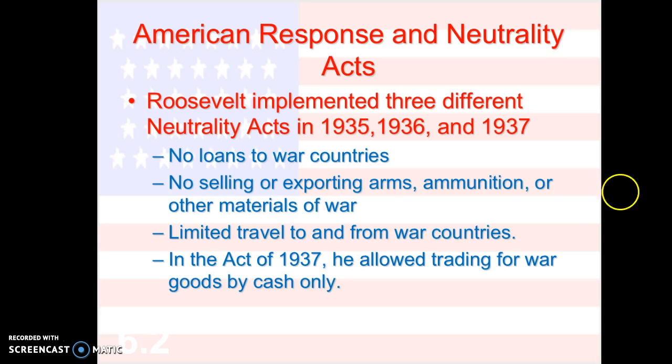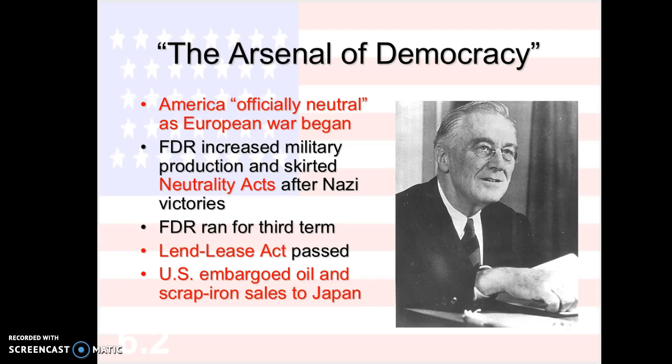So if you look, the difference here is at first he's saying, no, we are not going to help any of these countries. We're going to stick to ourselves. But by the end of 1937, that Neutrality Act, he finally allows trading for war goods. So if Britain wanted a ship, then they had to pay for it. We're not going to trade with them or give it to them. And so you can see Roosevelt changes what he's saying. At first he's saying no, and then he starts siding with one side, and that's going to be the Allied powers.